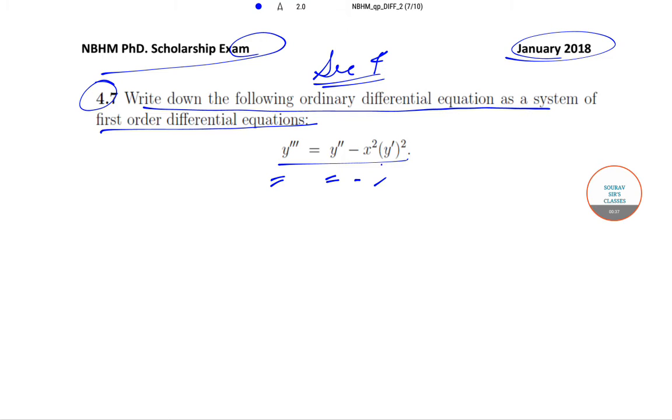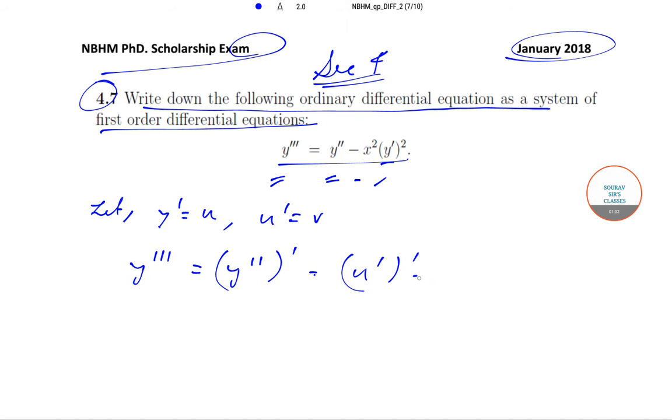So what we'll try to do is let y dash be equal to u, and u dash we'll write as v. So now y triple dash is basically equal to y double dash dash. Now y double dash is basically equal to u dash, and u dash is basically equal to v. So y triple dash basically comes down to v dash, and y double dash is basically equal to y dash dash of y dash, so this is basically equal to u dash, and u dash is basically equal to v.